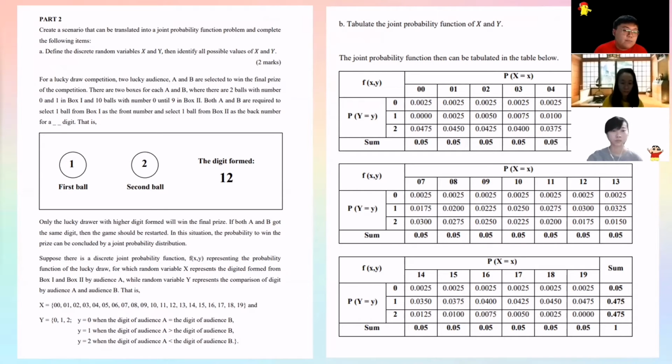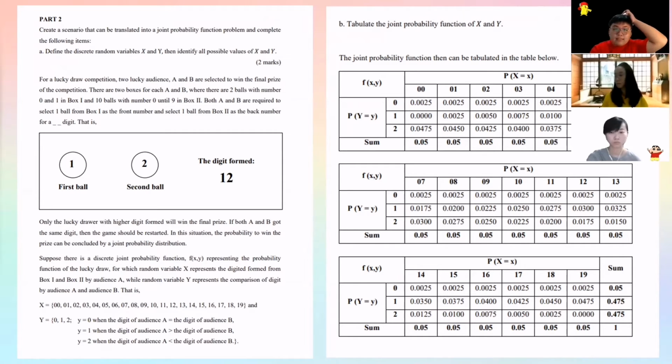And the random variable Y represents the comparison of the numbers by audience A and audience B. So we define that when Y equals 0, both of them get the same number. But if Y equals 1, then A gets a bigger number than B. And if Y equals 2, vice versa. Then we can tabulate the probability function into a table, which is shown on the right.